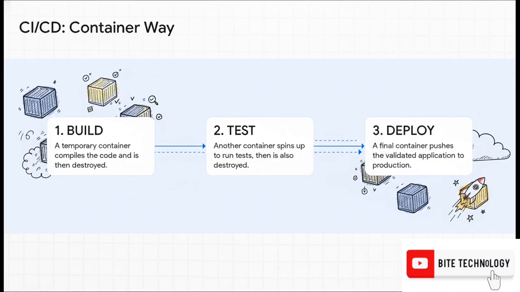Now, contrast that with a modern software development pipeline. This is where containers just absolutely shine. A developer commits some new code, and a temporary container instantly spins up just to compile it. And then, it's destroyed. Another one pops up to run all the automated tests. Then, it's destroyed. This disposable, lightning-fast nature is something you just can't do efficiently with big, clunky VMs.